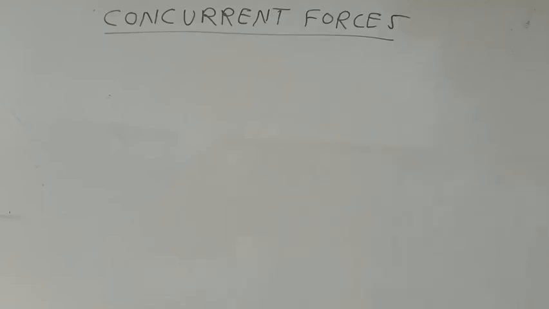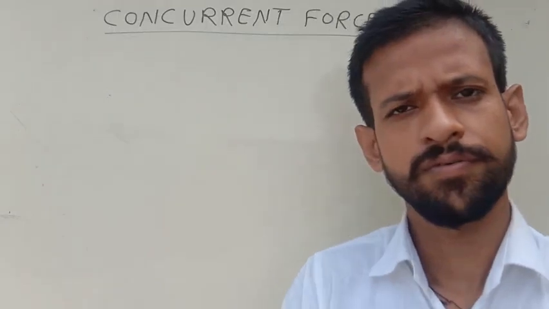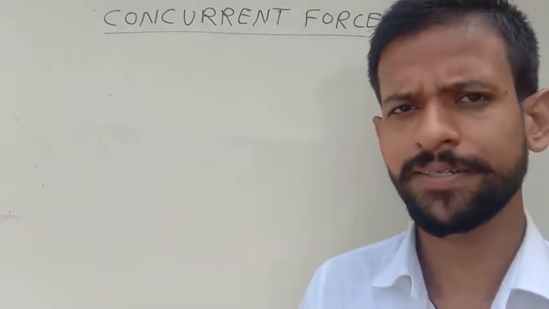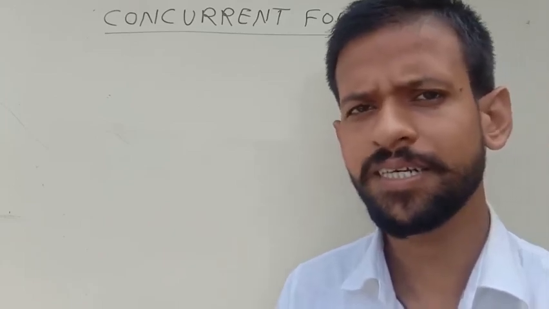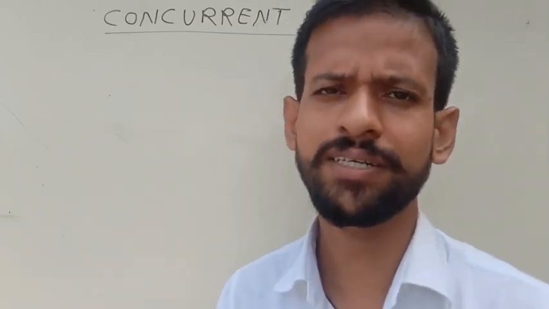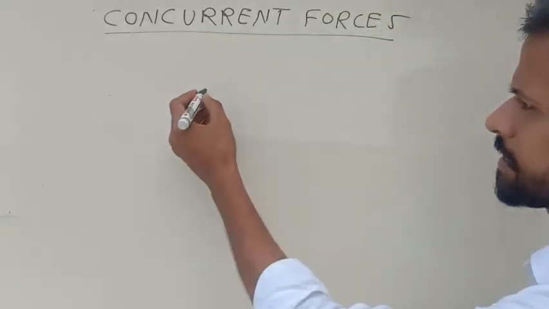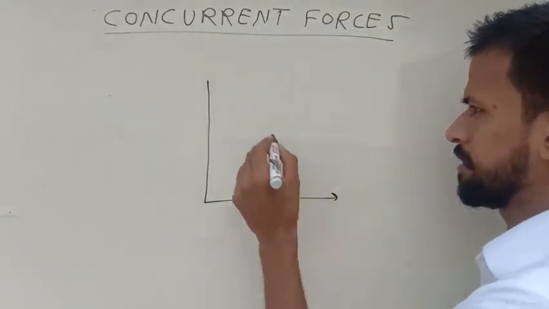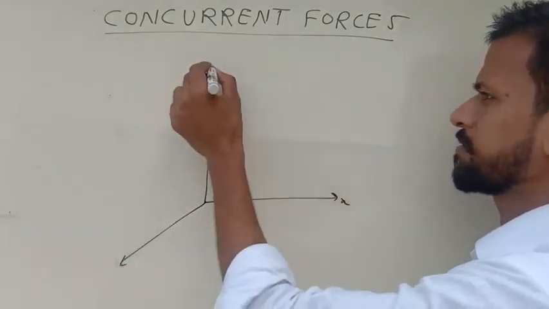Okay, I'm going to talk about concurrent forces. So when forces are applied on a body and their lines of action meet at a single point, that force is known as concurrent force. For example, let us consider a coordinate system. This is x, y and z.